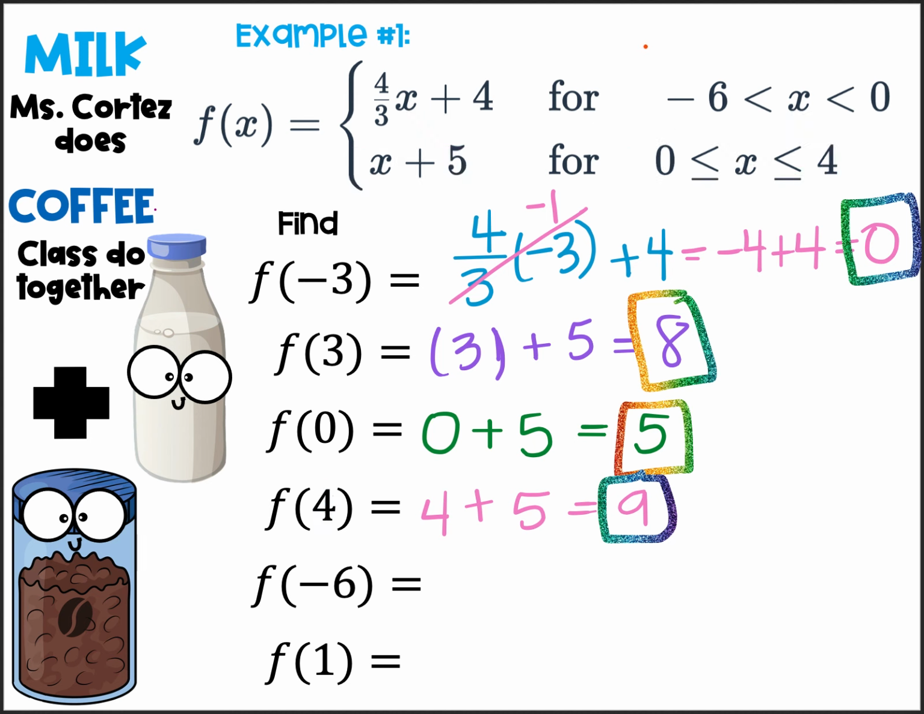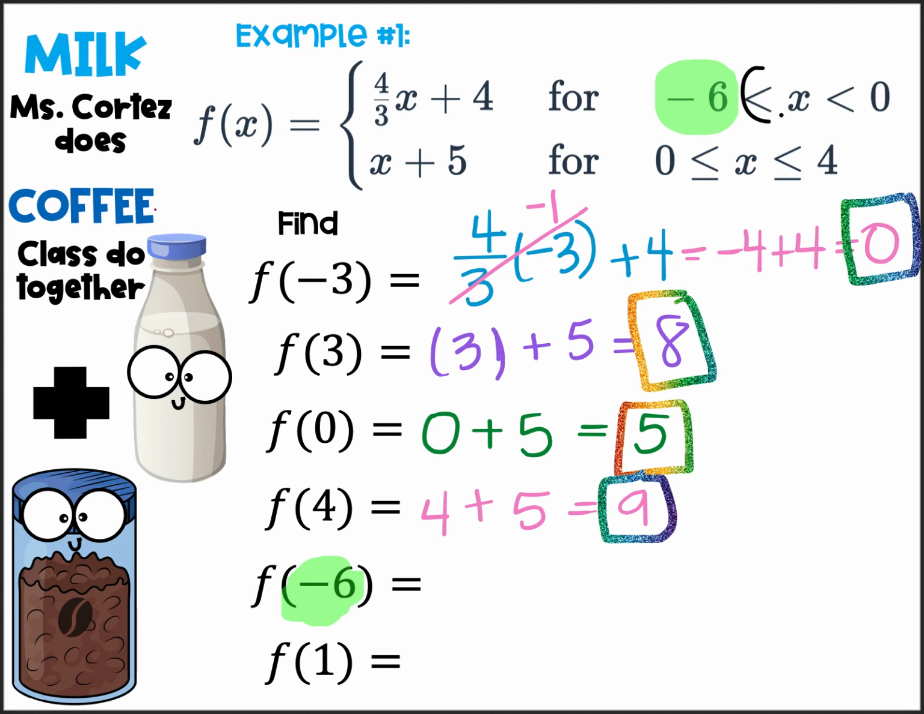Our second to last question is find f of -6. It's easy to make this mistake. -6 is right here on my first interval, but this is strictly less than, or x is greater than -6, not greater than or equal to. If I had an equal to here, then it would include the -6, but it doesn't.